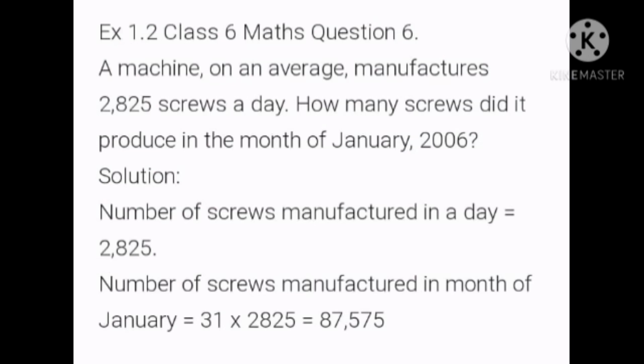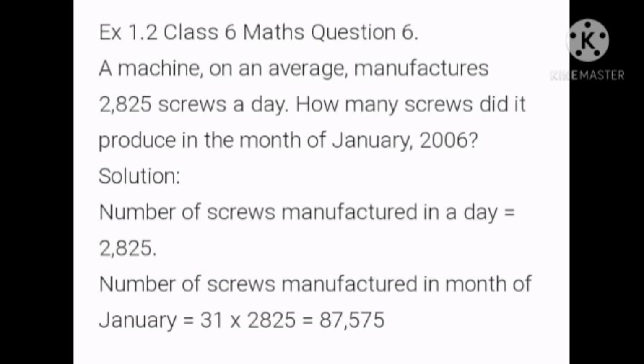Sixth question is, a machine on an average manufactures 2,825 screws a day. How many screws did it produce in the month of Jan 2006? So in one day they are producing 2,825 screws. In the month of January they are asking how many screws will they produce. So how many days are there in the month of Jan? 31 days.